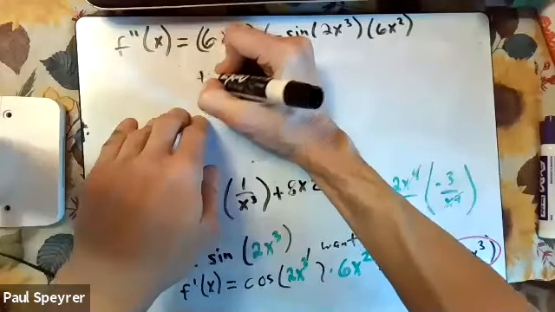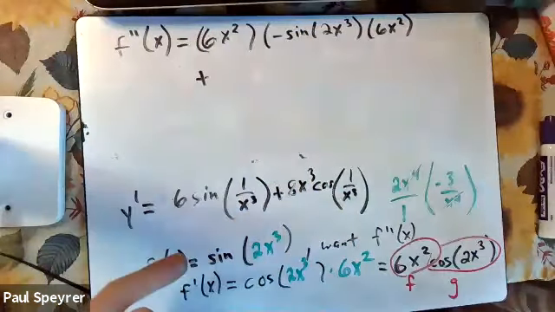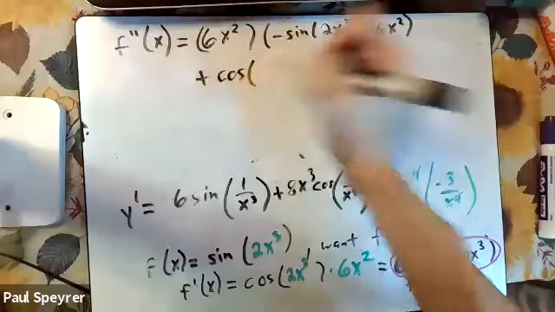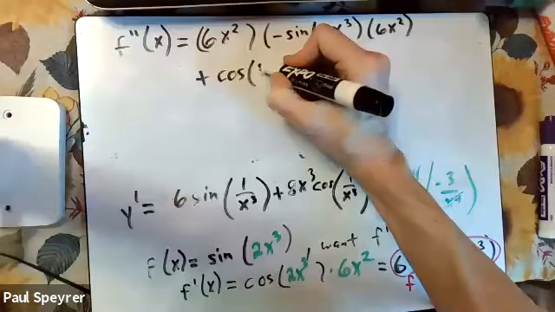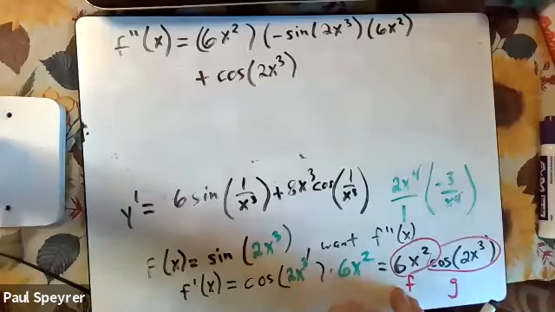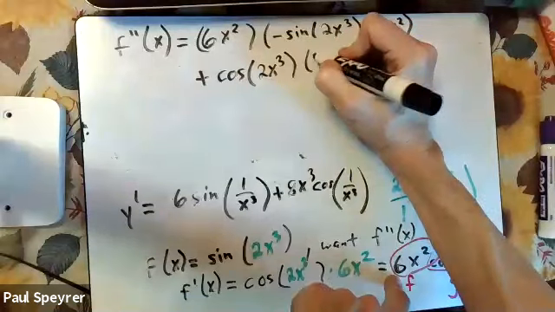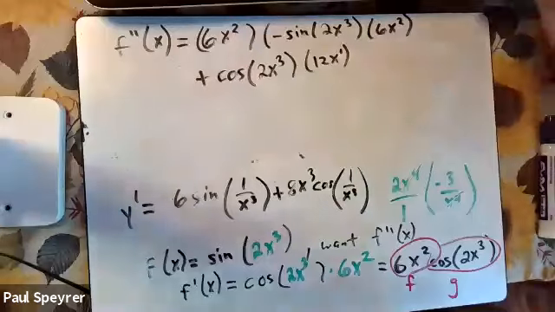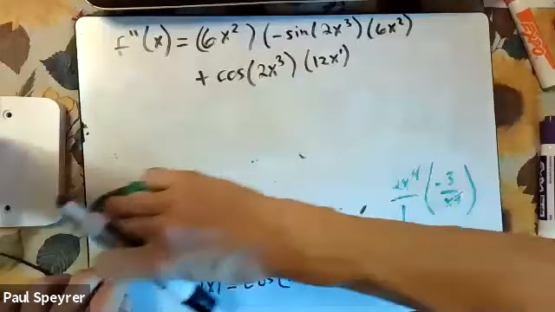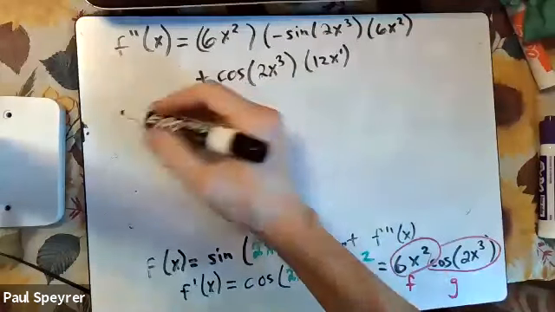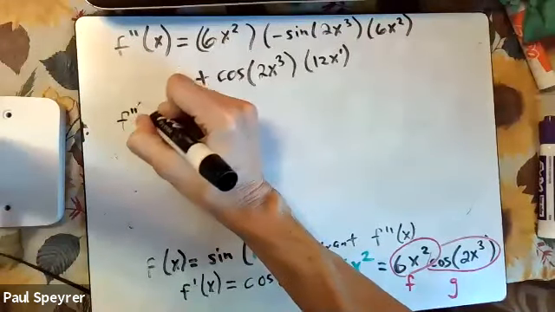Now we need to go to g times f prime. So g, we just drop that down. That's cosine of 2x cubed. Now we need to derive f, correct? So g times f prime. The derivative of f, or 6x squared, is 12x to the first power. And now let's multiply stuff. We definitely can, or combine a little bit.